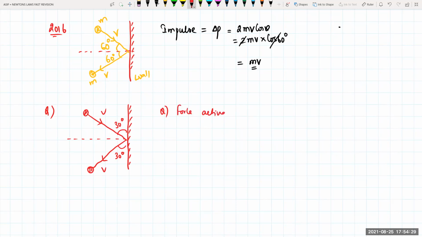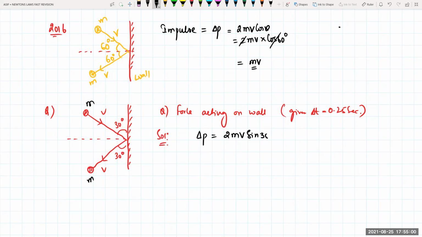Force acting on the wall. Given in the problem, time delta T is equal to 0.25 seconds. Now, we know that this is a mass m, this is a mass m. So can I get the momentum from this? What is the change in momentum? Theta is with respect to the vertical, so we'll get it in terms of sine theta. So 2mv sine of theta. Theta is 30 degrees, sin 30 is 1 by 2. So this one and this one will get cancelled, and this will become mv.